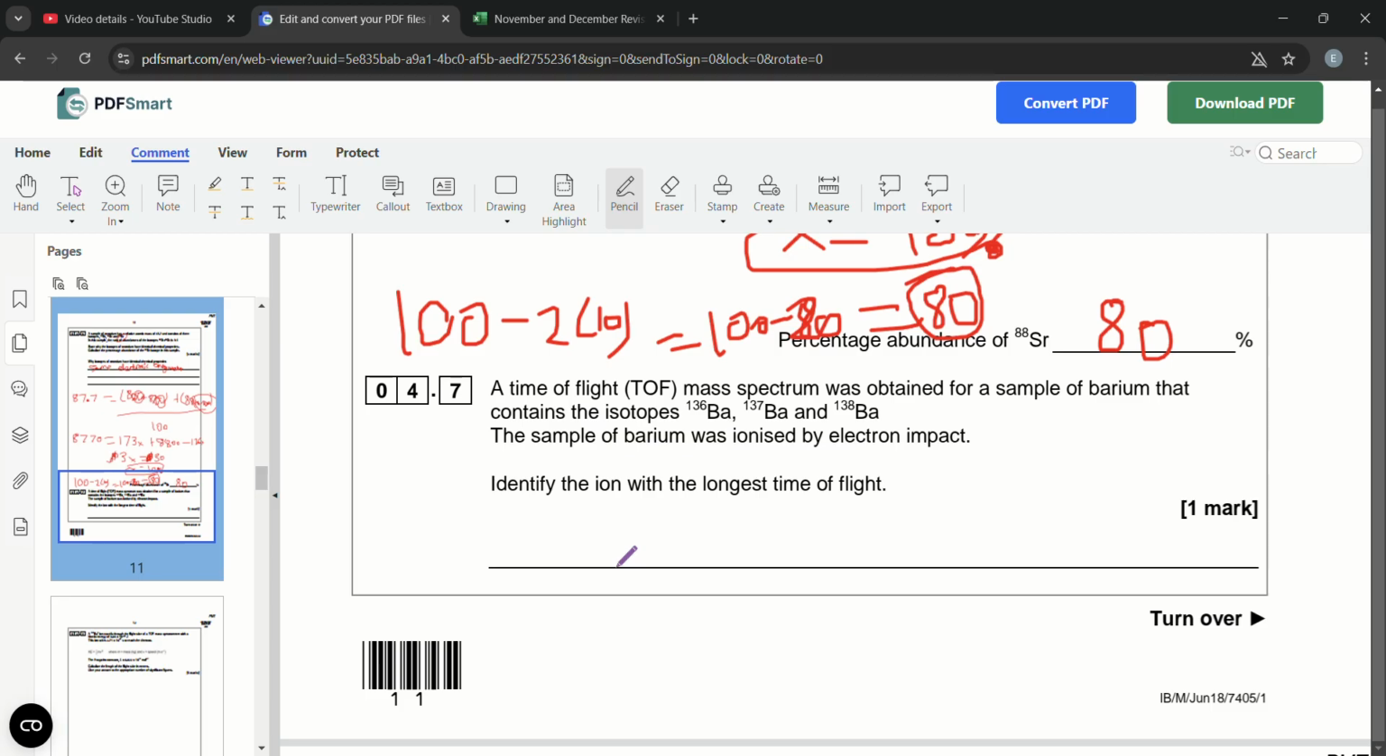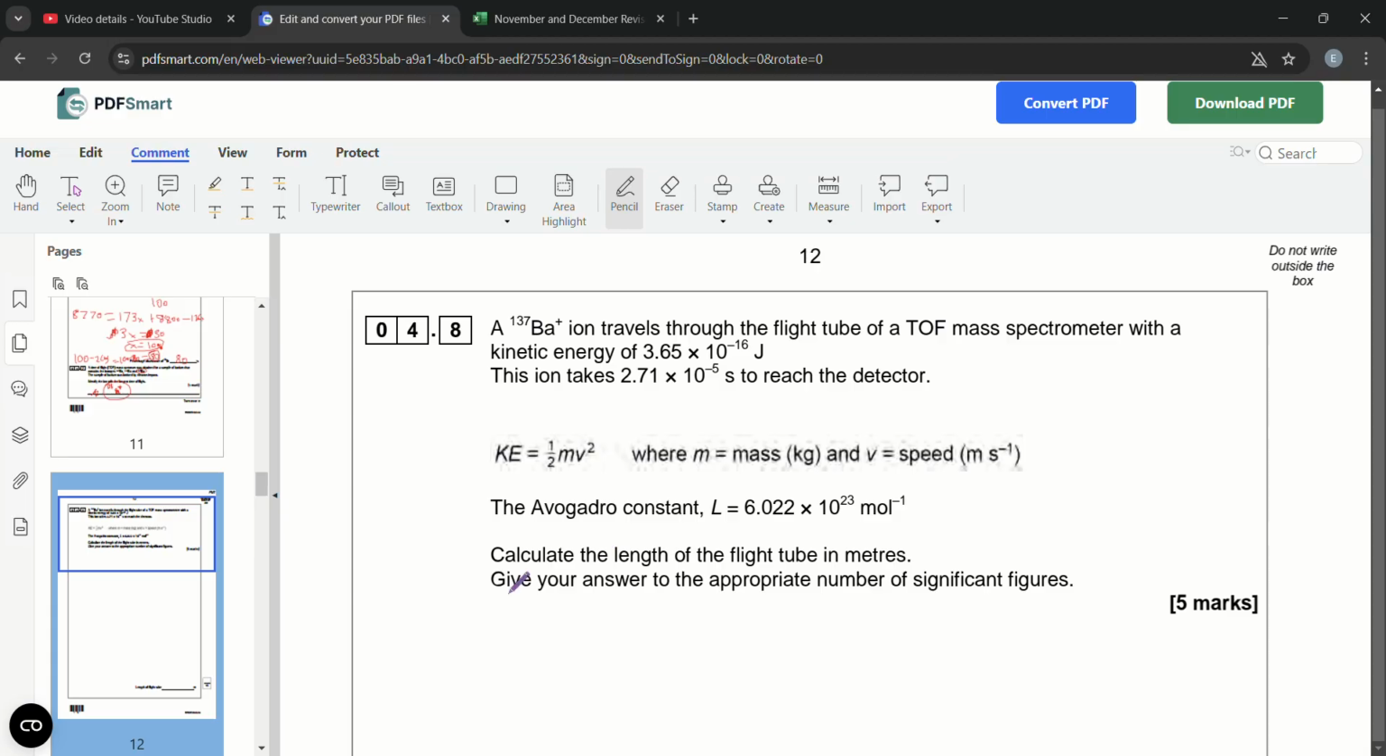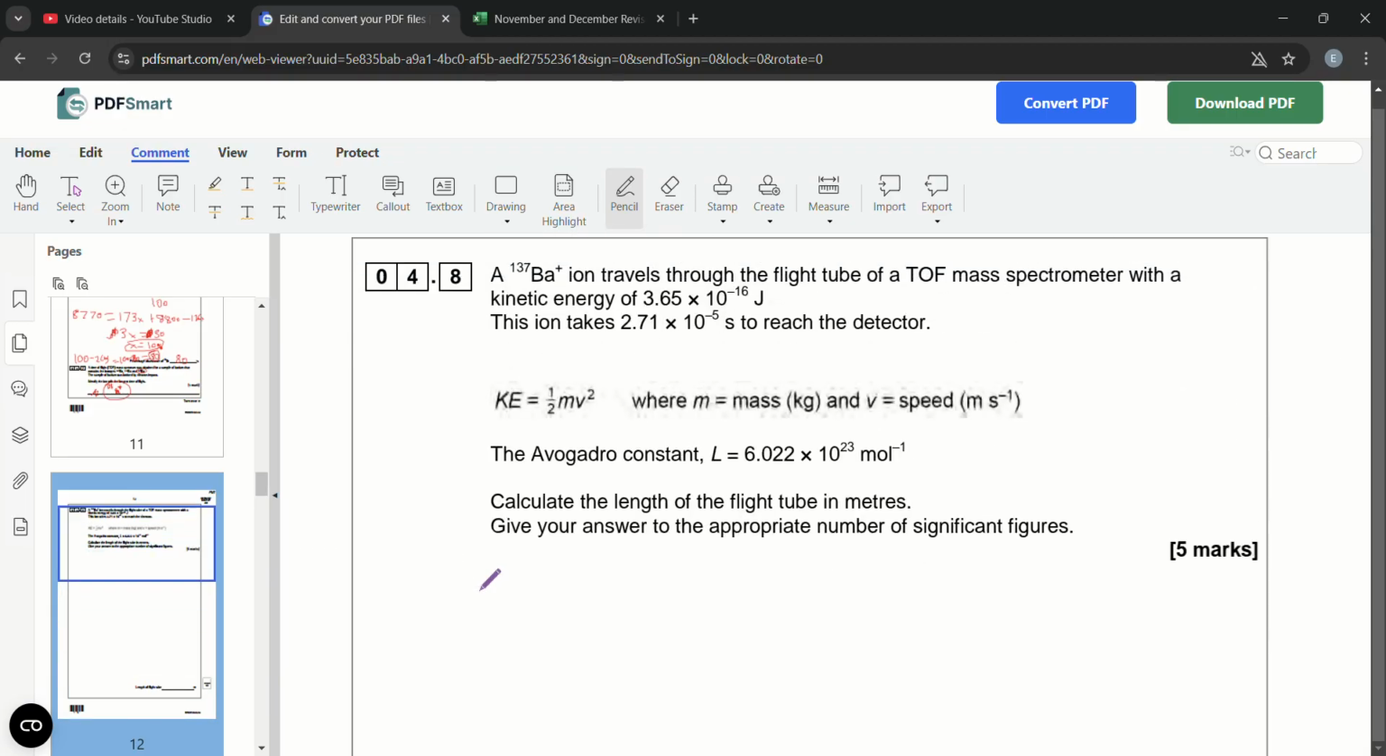4.7, the time of flight mass spectrum obtained for these 3 isotopes. Identify the ion with the longest time of flight. So obviously it's going to be this one, it's the heaviest, 138Ba, but because it's an ion, it's going to be a positive charge because it's ionized by electron impact. It's going to be 138Ba+. 4.8, and that's the final question.